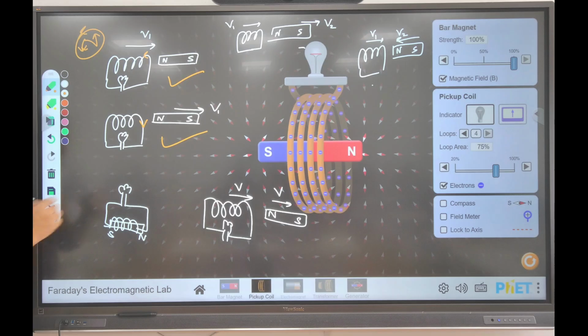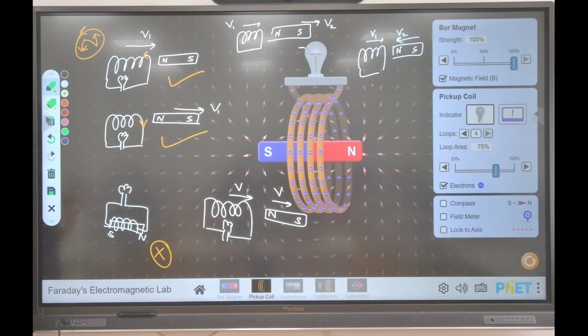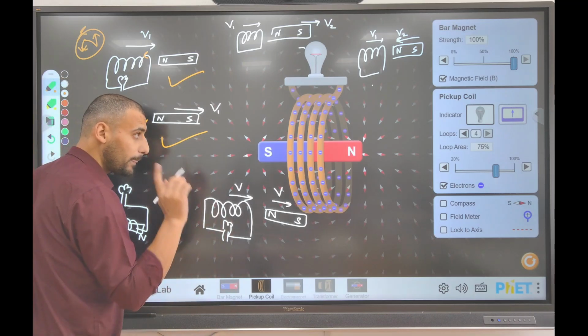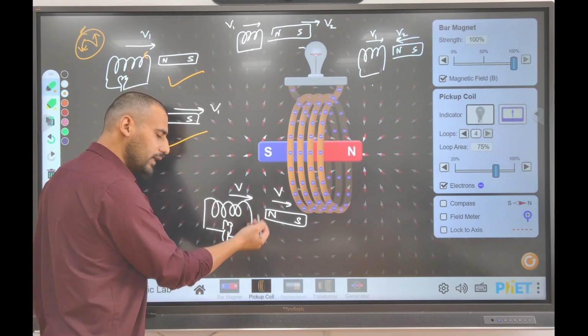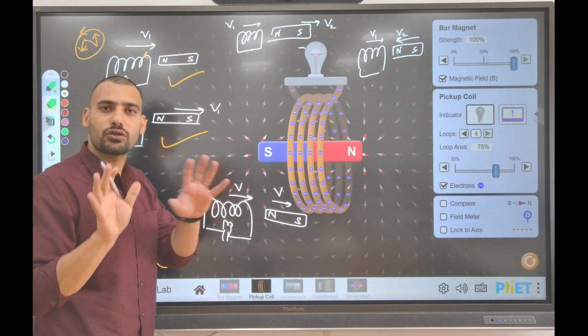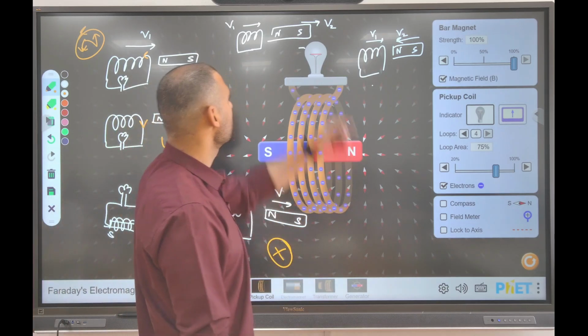What about this? No, there will be nothing. Why? Because the flux is constant. It is inside. It's not changing. Everything is at rest. No relative motion. Okay. What about this? No. Why? Same. Yes, there will be some field lines which will be linked, but all the field lines are constant. They are not changing. So there will be no flux change here as well.